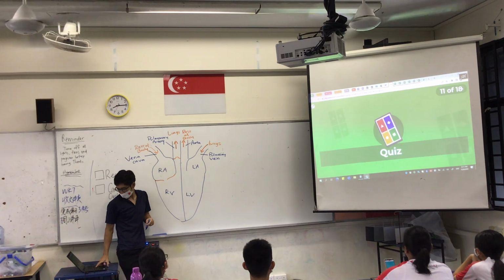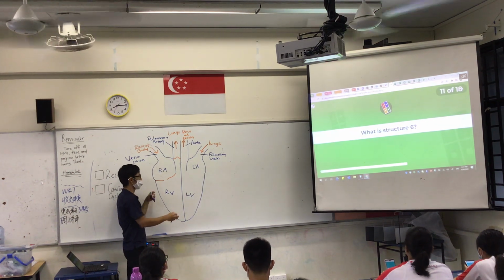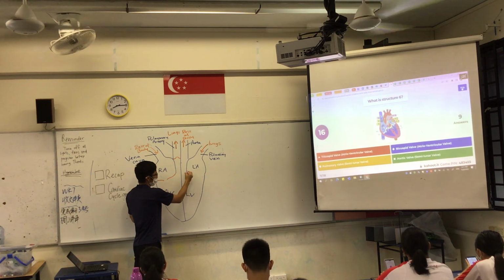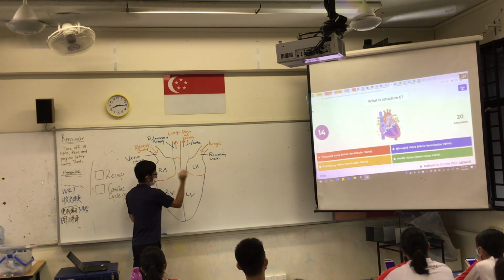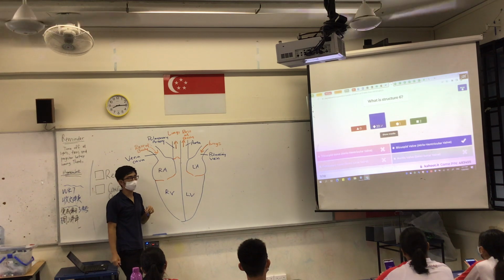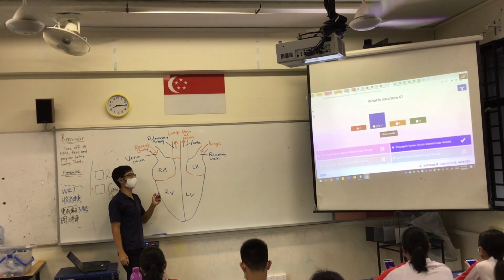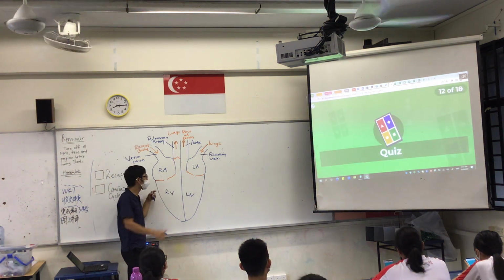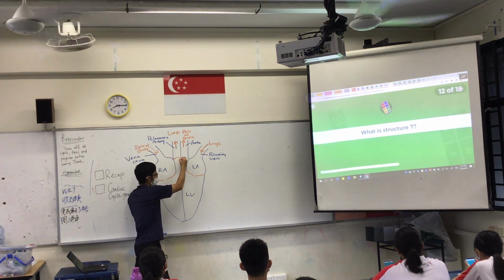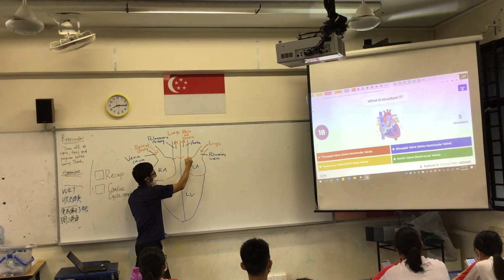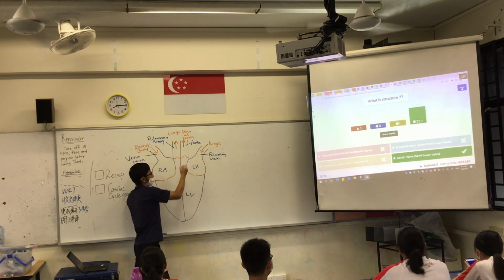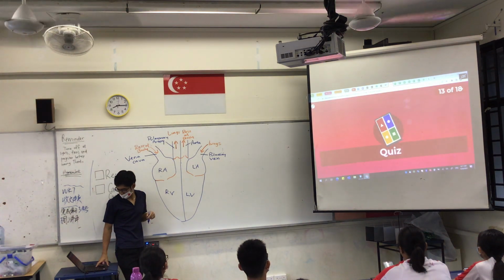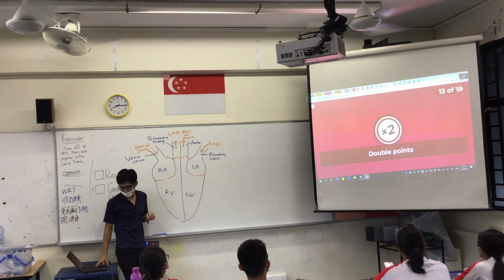Next, valve, structure 6, separating left atrium from left ventricle. Okay, bicuspid valve. Last but not least, the valve separating left ventricle from aorta. Okay, aortic valve. Okay, double points.